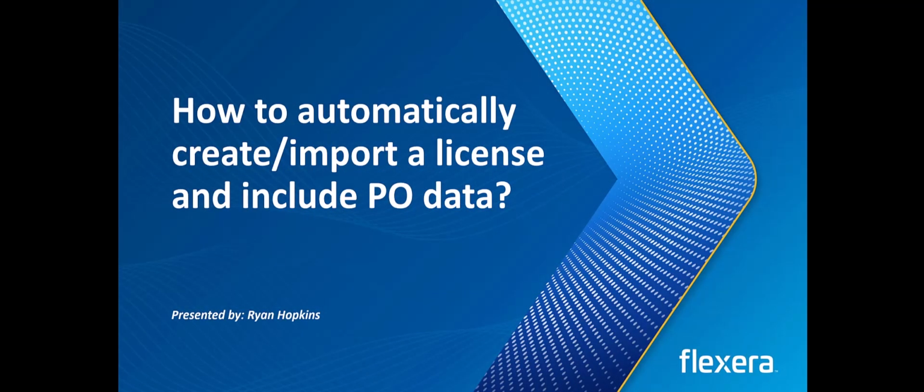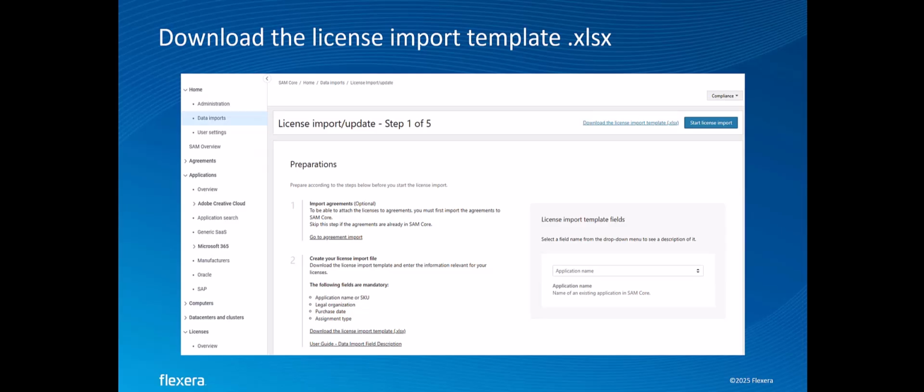Hi and welcome to a short video on how to automatically create and import a license and include purchase order data in that import. So first step is we will be downloading an import template. I'll already have one to hand that I've already filled out previously, but I will show you that quickly.